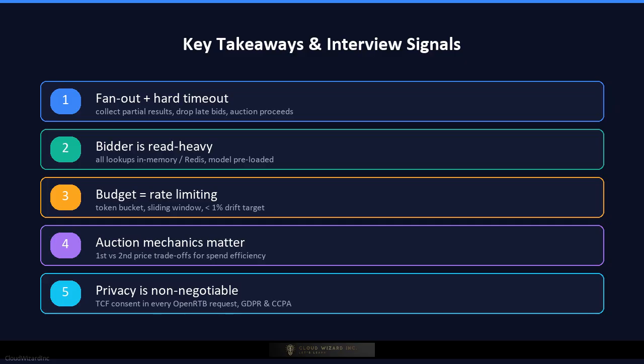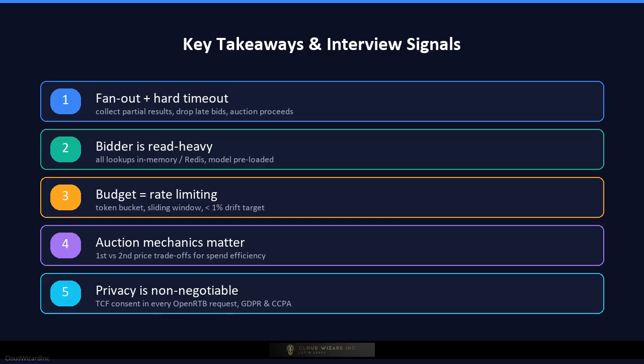Second, the bidder is a read-heavy, latency-critical service. All user data lookups must be in memory or sub-millisecond Redis, and the bid model must be preloaded and served synchronously. Third, budget pacing is a distributed rate-limiting problem. Mention token buckets, sliding windows, and the trade-off between accuracy and throughput.